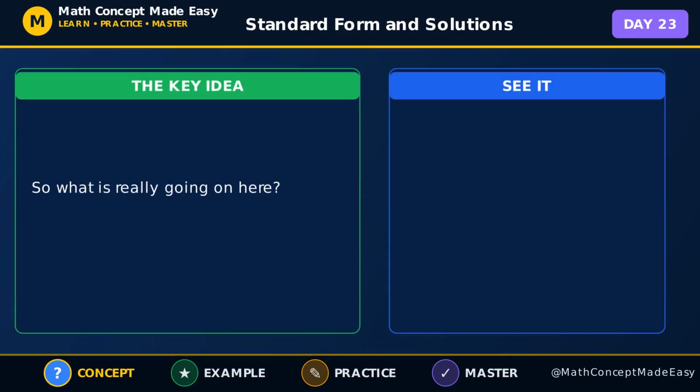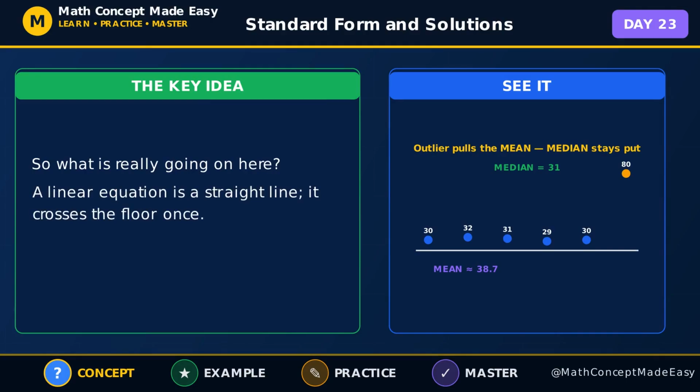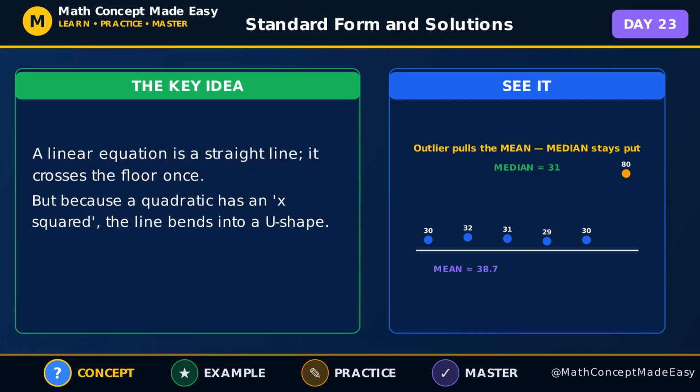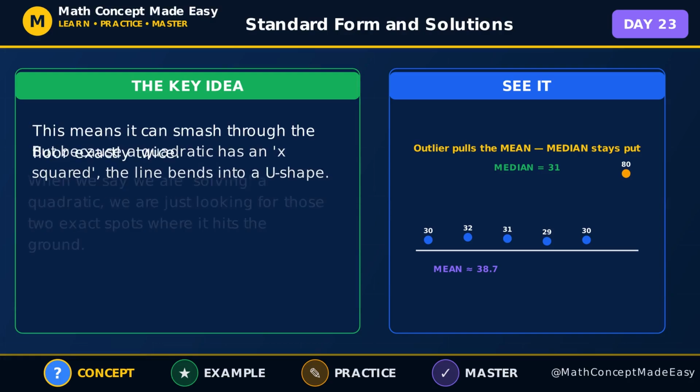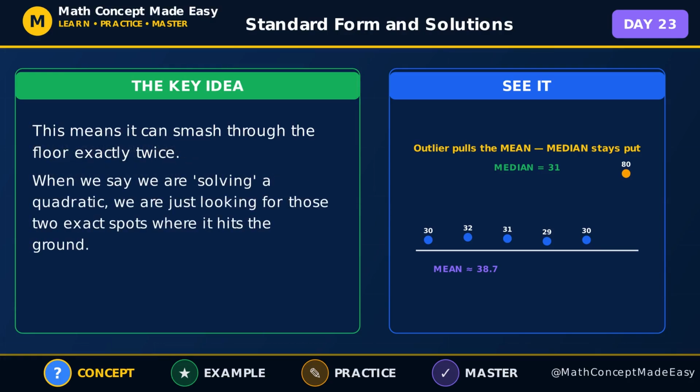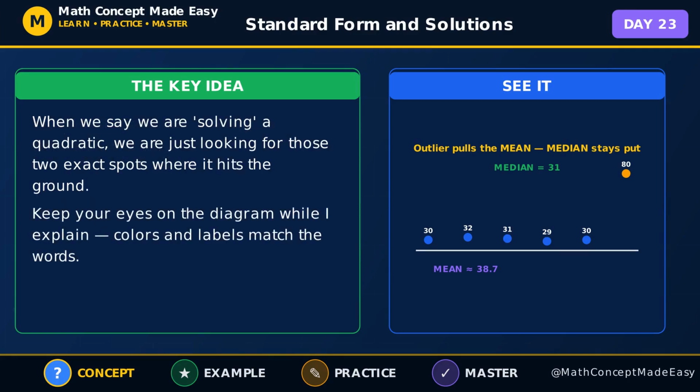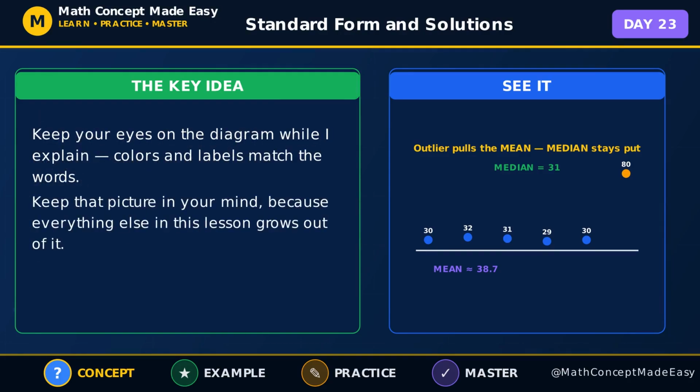So what is really going on here? A linear equation is a straight line, it crosses the floor once. But because a quadratic has an x squared, the line bends into a U-shape. This means it can smash through the floor exactly twice. When we say we are solving a quadratic, we are just looking for those two exact spots where it hits the ground. Keep your eyes on the diagram while I explain. Colors and labels match the words. Keep that picture in your mind, because everything else in this lesson grows out of it.